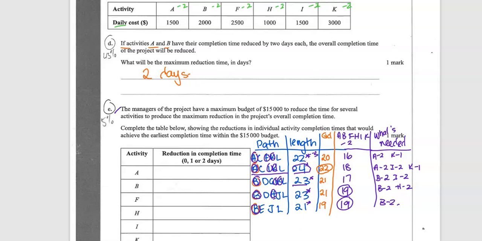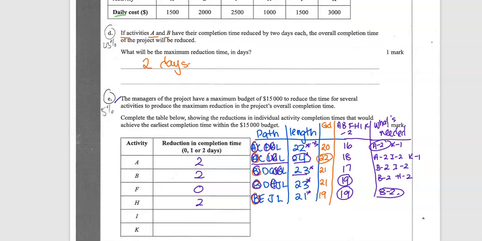So what did I have to use? You can see I had to use B by 2, 2 of A, F I didn't use, H I had to use 2, I 2, and K I used 1. Hopefully that falls into budget, because that's the cheapest way. If we didn't have a budget, we could do whatever we wanted, but they've given us a budget, so we want to do it in the smallest way, and that produces that.